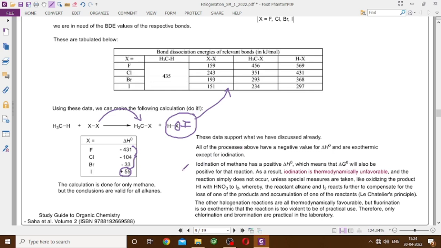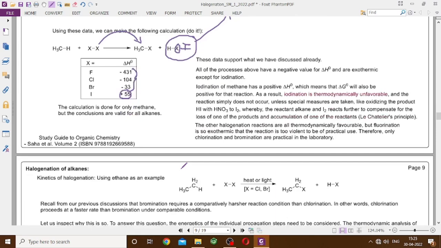Other halogenations are, however, thermodynamically favorable, but fluorination, because of its explosive nature and the assorted difficulties of handling fluorine as a reagent, because it is corrosive and aggressive, very detrimental to humans, is also something we don't do. We are mostly confined to chlorination and bromination.